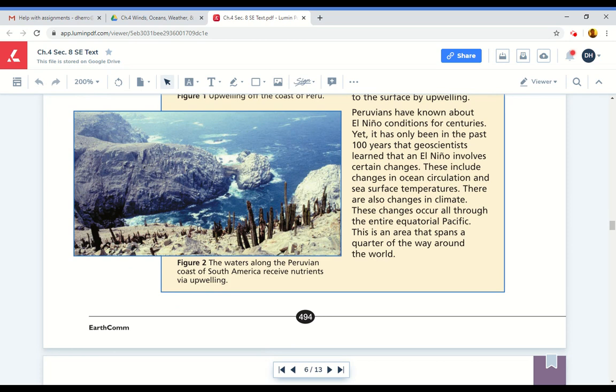Peruvians have known about El Niño conditions for centuries. Yet, it has only been in the past 100 years that geoscientists learned that an El Niño involves certain changes. These include changes in ocean circulation and sea surface temperatures. There are also changes in climate. These changes occur all through the entire equatorial Pacific. This is an area that spans a quarter of the way around the world.